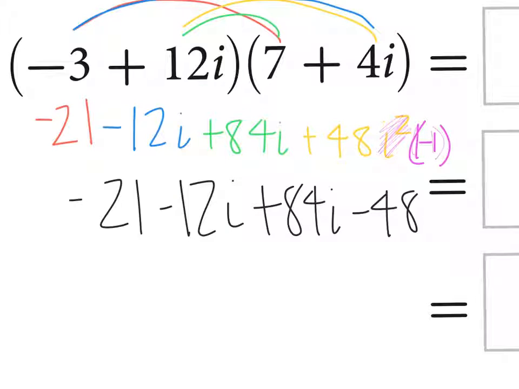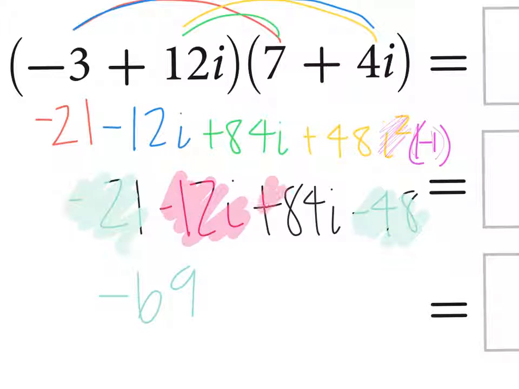Well, now I can combine my like terms. So one set of like terms is my negative 21 and my negative 48, which together is going to give me negative 69. And then I have my negative 12i plus my 84i, which would be a positive 72i. So this would be my final answer.